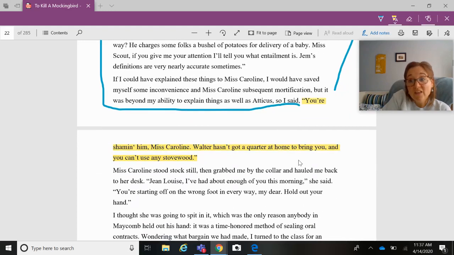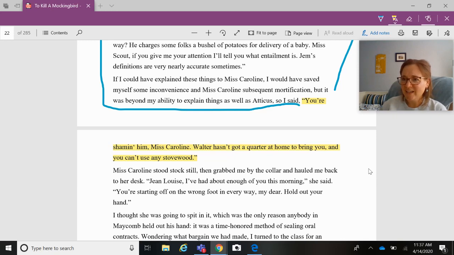And specifically, that experience has taught her that the Cunninghams don't have money and they don't take money from people because they're too proud. And if they do accept something from you, they will pay you back, but not with money. They'll do it with things that they raise on their farm or with extra lumber or whatnot. So her only explanation or frame of reference in that moment for Miss Caroline is, "You're shaming him, Miss Caroline. Walter hasn't got a quarter at home to bring you, and you can't use any stove wood."